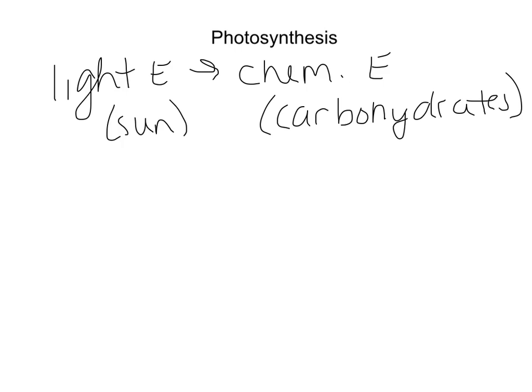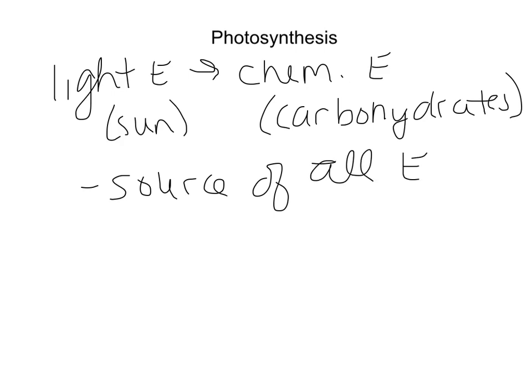So converting that into chemical energy, so then later other organisms, as well as the organism that did photosynthesis, can convert that chemical energy into usable energy, do cellular respiration and convert it into ATP. So photosynthesis is the source of all energy in the food chain, in ecosystems. All the energy that is harnessed within that system is due to the process of photosynthesis.